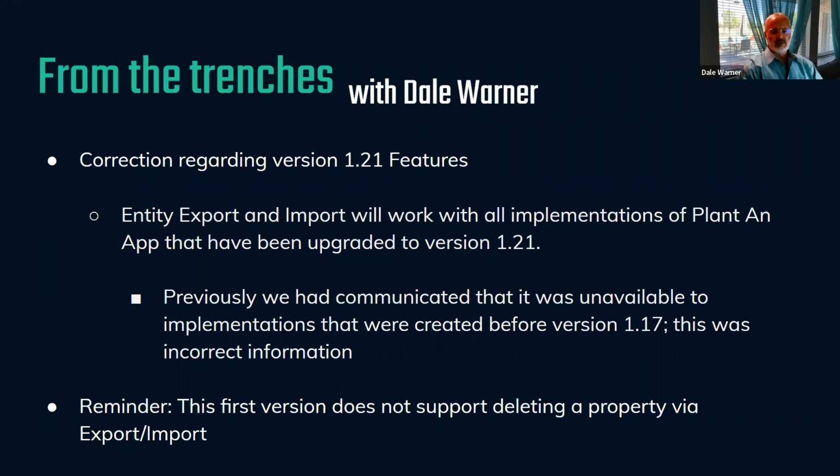I wanted to point out that I provided incorrect information last week on our 1.21 features. The entity export and import feature will work on all implementations of Plant and App that have been upgraded to 1.21. If you have two systems that are both up to 1.21, it's going to work. I had previously announced that it wouldn't work for older systems, and that was incorrect information. Systems that started previous to 1.17, so nobody has their nose pressed up against the glass on this one. If you upgrade, you'll get the feature.